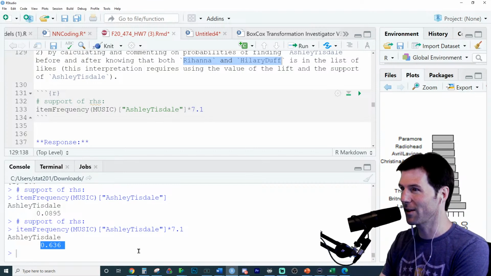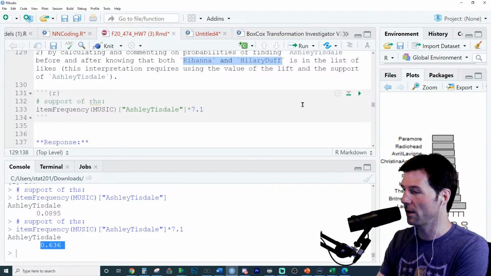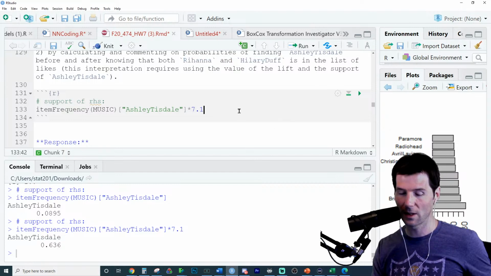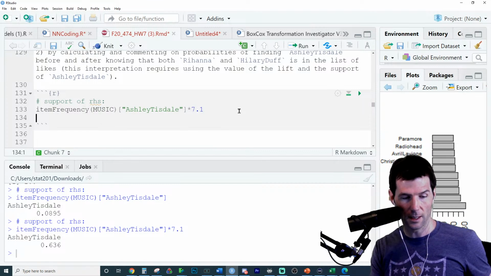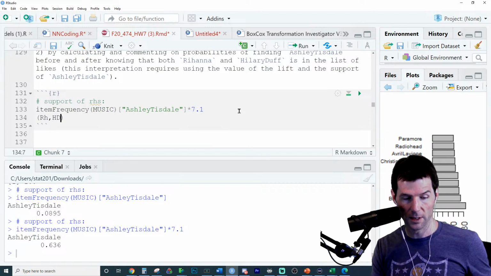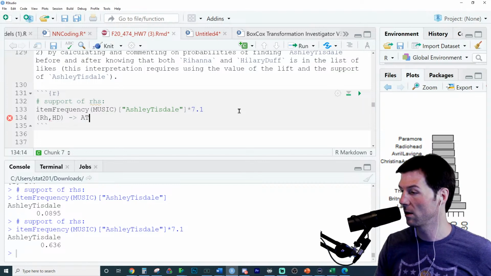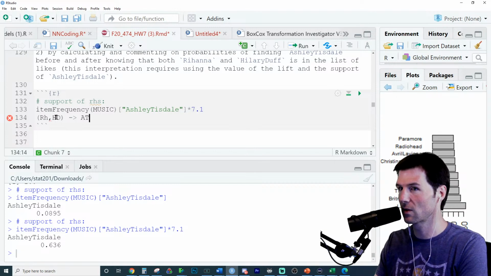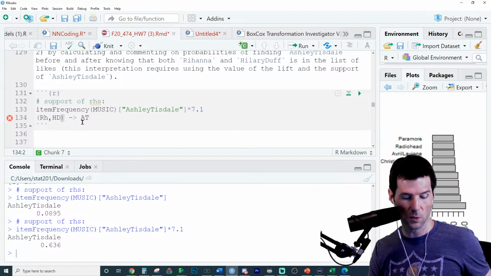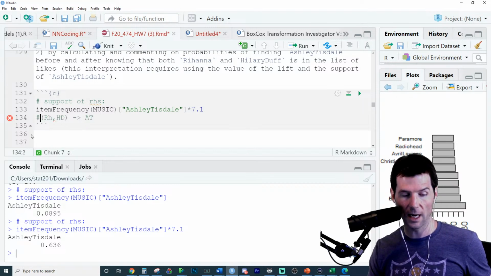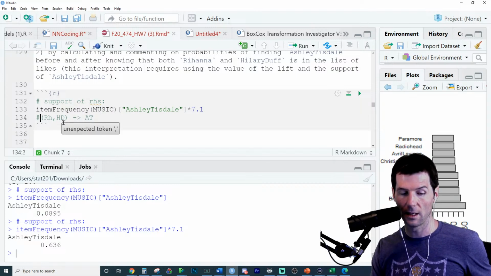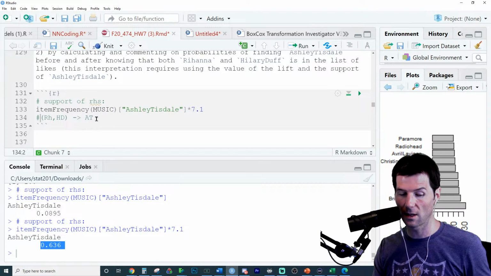Because this is kind of how what we are, that they'll have Ashley Tisdale, given they have Rihanna and Hillary Duff. So we're basically writing it out right here like we have Rihanna, Hillary Duff, and we're asking the rule of Ashley Tisdale, the confidence. This is the confidence in the rule. Given somebody has Rihanna and Hillary Duff, then what is the probability that they'll have Ashley Tisdale?